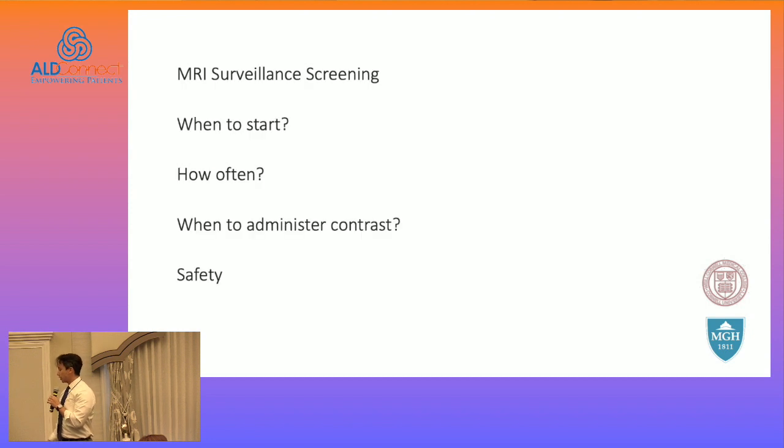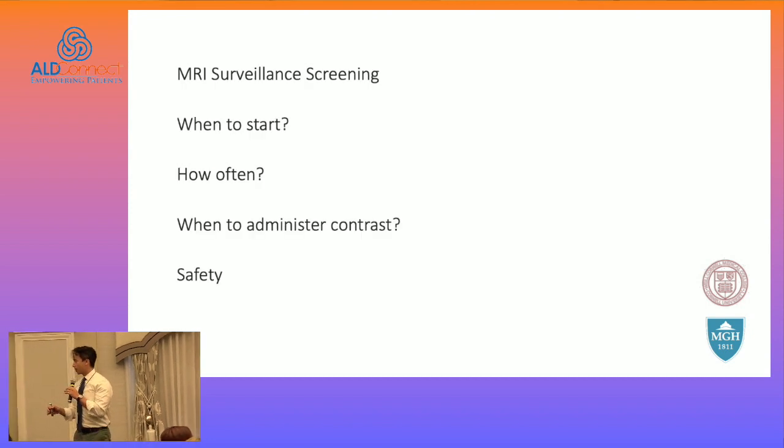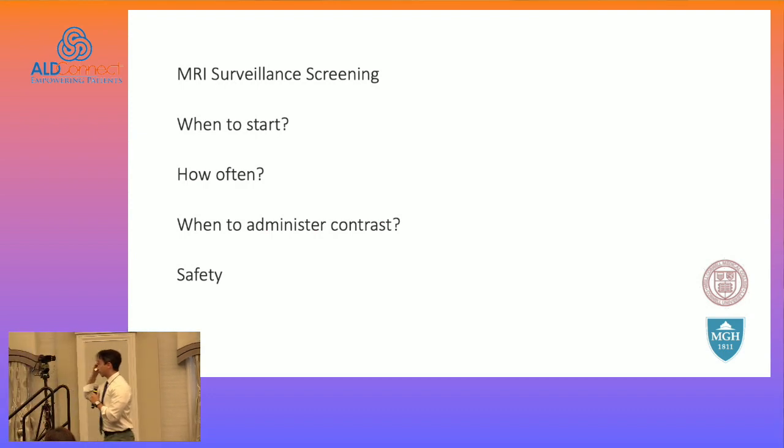So I'm going to talk to you a little bit about modeling, but also what is the context and what we as a group were charged to do in terms of coming up with standards of care for neuroimaging and cerebral ALD. The questions we had to answer are: when do you start, how often, when to administer contrast, and when you start imaging kids who were identified by newborn screening, how do we do this safely?